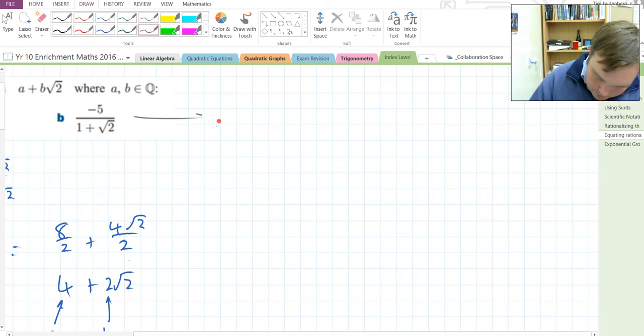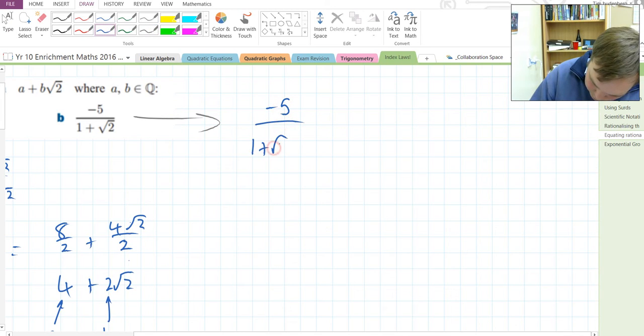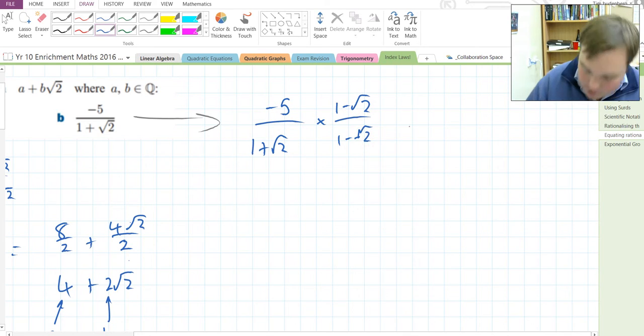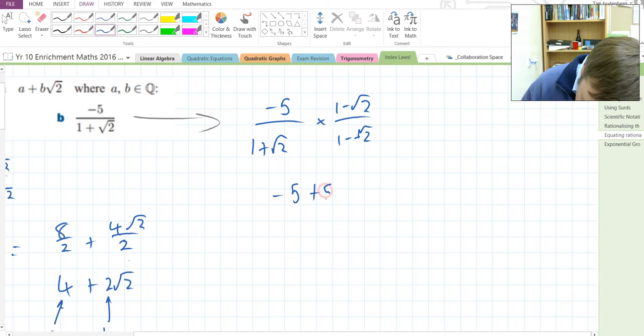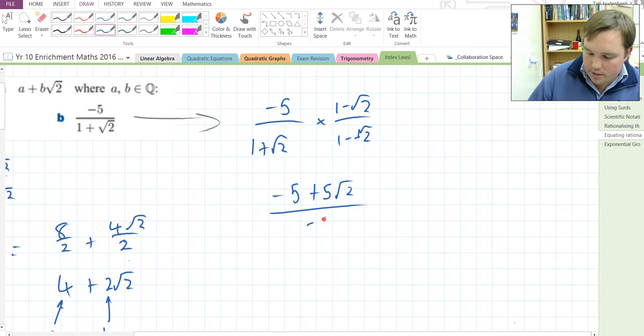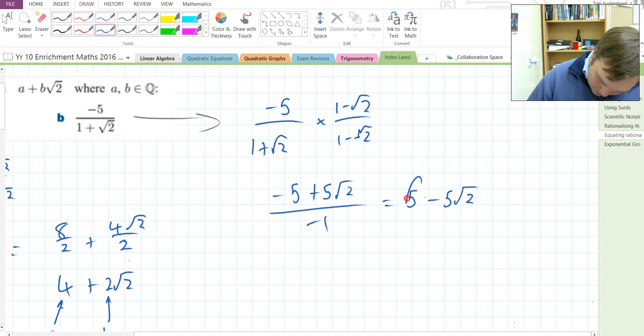Alright, take this one to one side. Multiply by 1 take root 2 over 1 take root 2. Pretend that's a square root sign. That will be minus 5 plus 5 root 2 over, now 1 take 2 is negative 1, so this then becomes positive 5 take 5 root 2, where this is our a and negative 5 is our b.